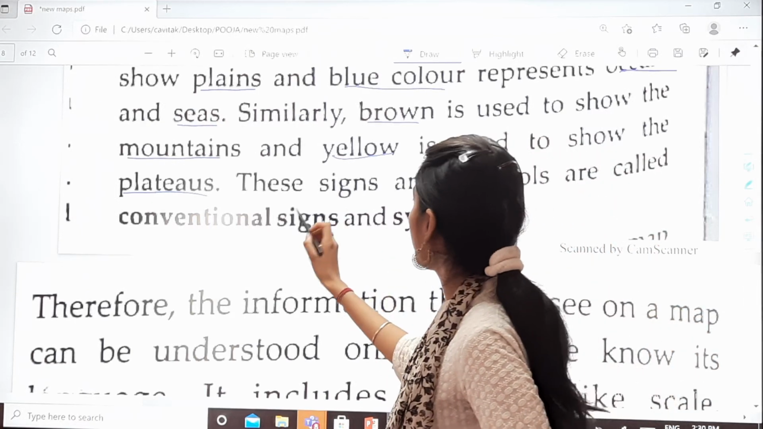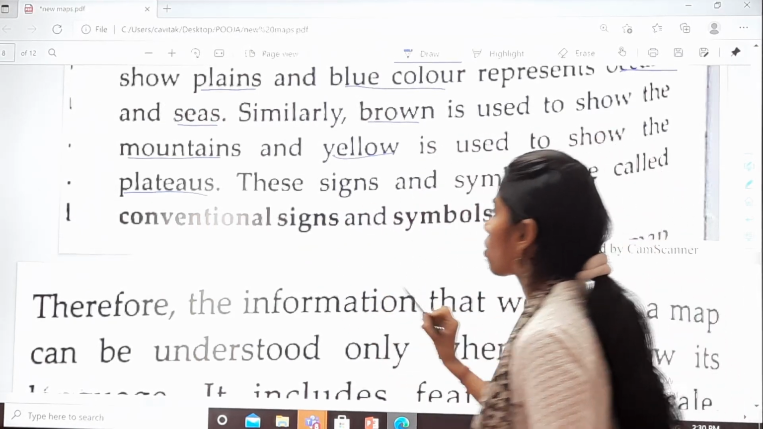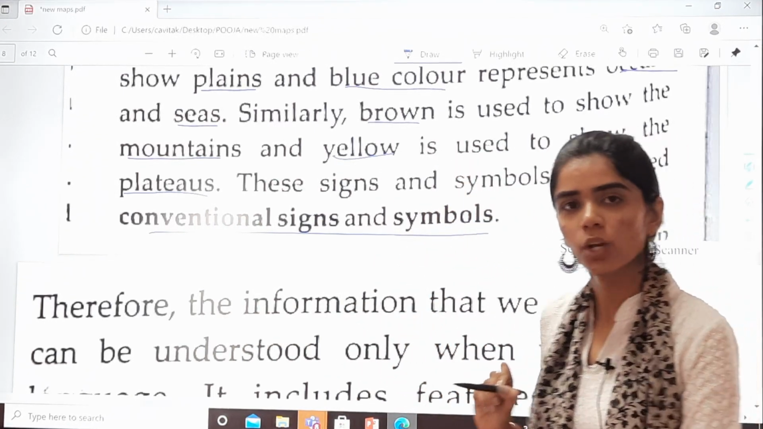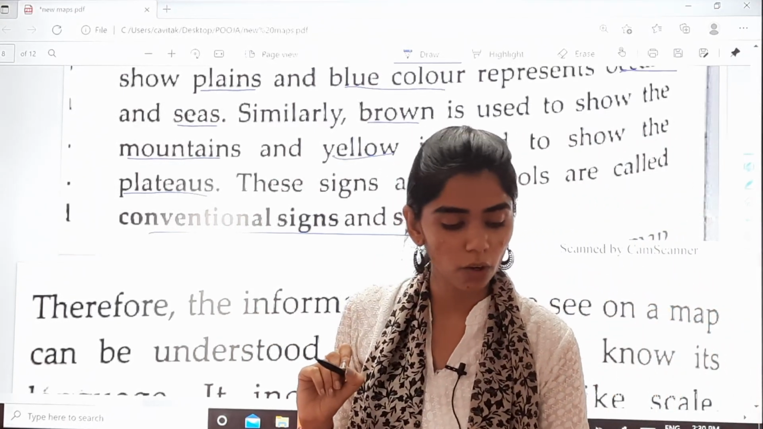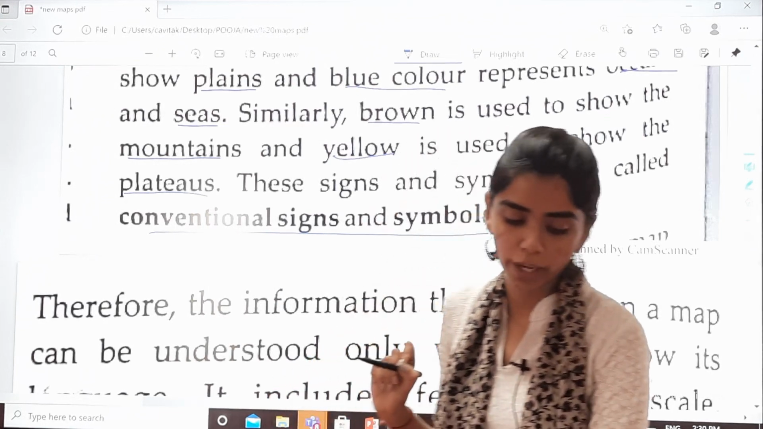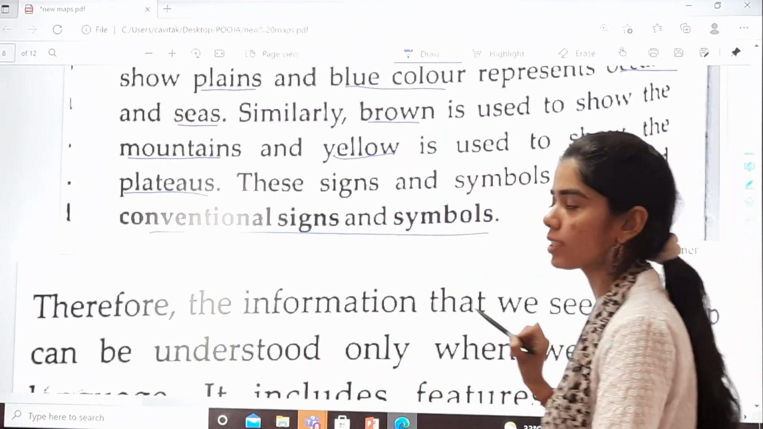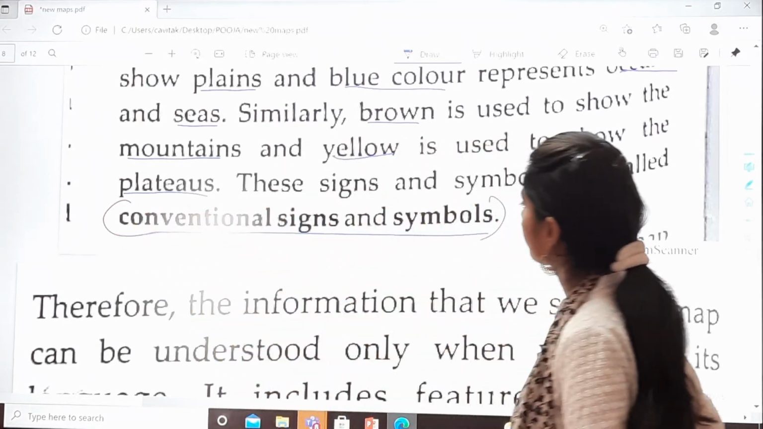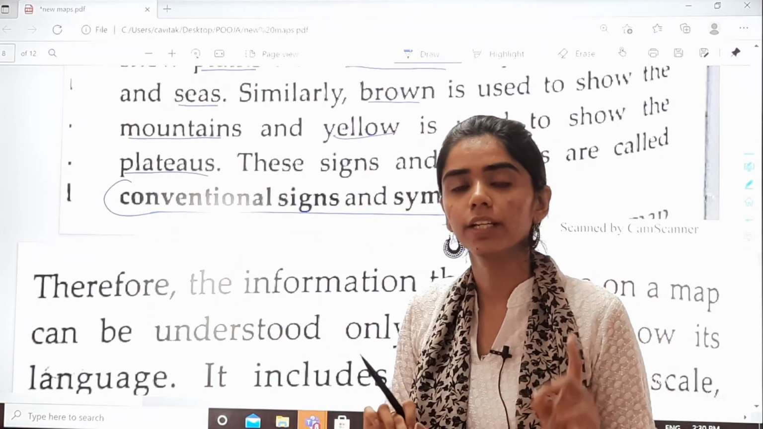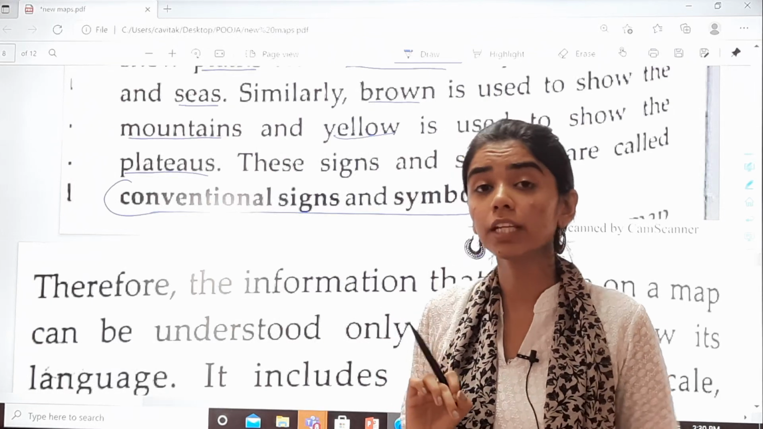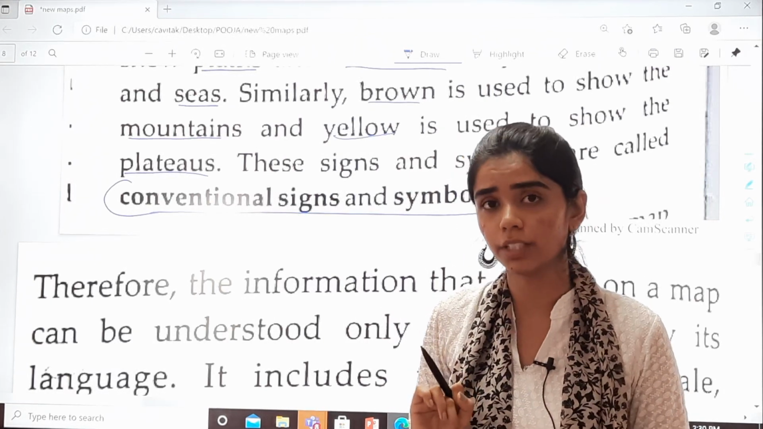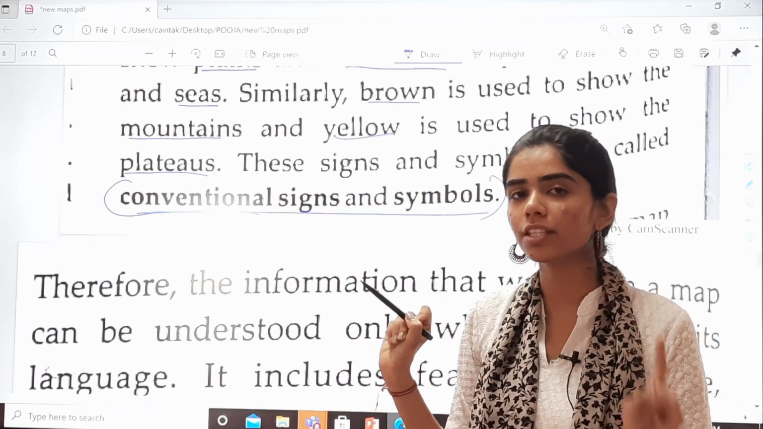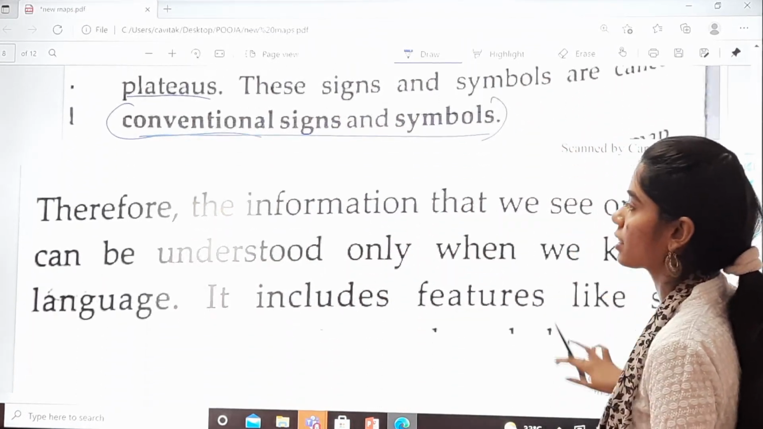Now, these signs and symbols are called conventional signs and symbols. These signs and symbols, they are called what? They are called conventional signs and symbols. Now see, conventional means what? Something that is internationally accepted. So these signs and symbols are internationally accepted.